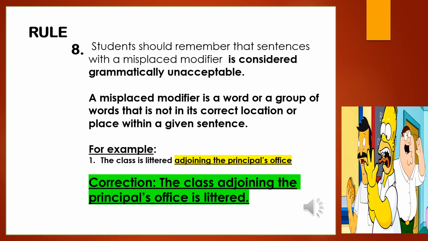Number 8. Students should remember that sentences with a misplaced modifier are considered grammatically unacceptable. A misplaced modifier is a word or a group of words that is not in its correct location or place within a given sentence. For example, the class is littered adjoining the principal's office.